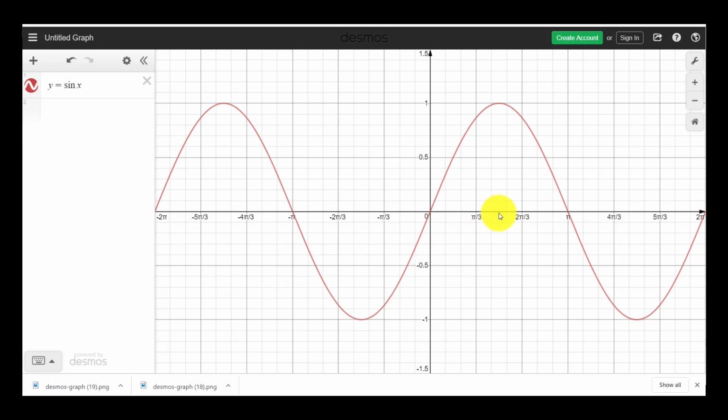Pi on 2, well, you'll remember that pi is 180 degrees. Pi on 2 is 90 degrees. Pi on 3 is 60. 2 pi on 3 is 120, and you can work out the rest from there. If this is 180 degrees, then each of these lines is worth 20 degrees as we move up.